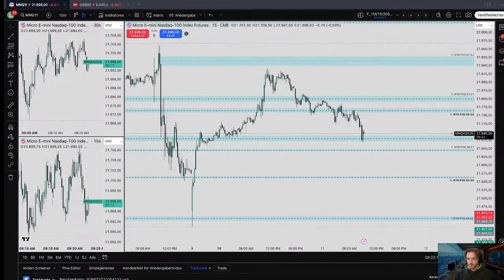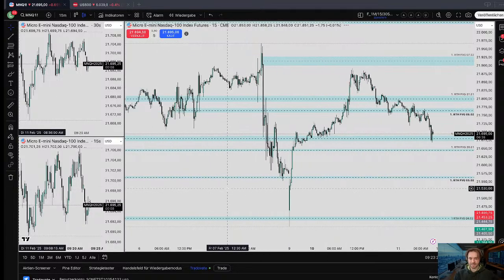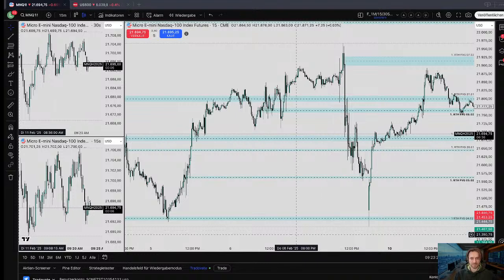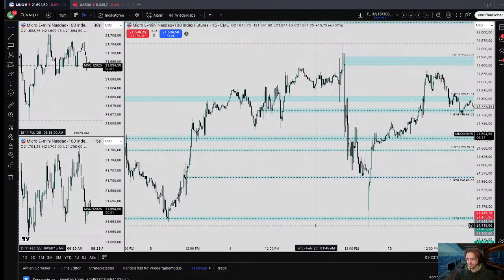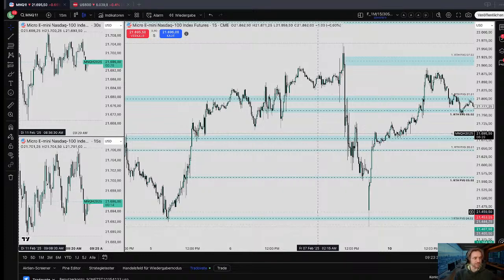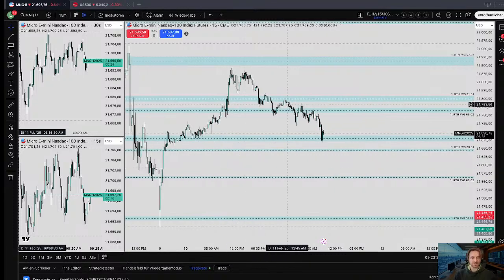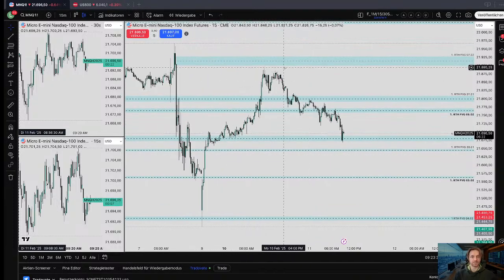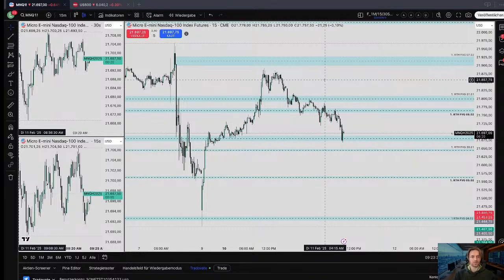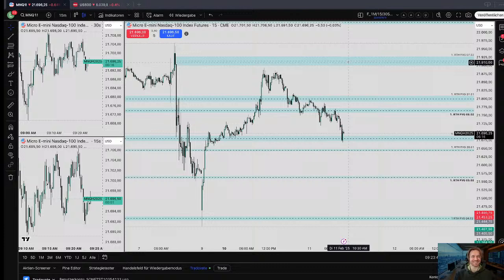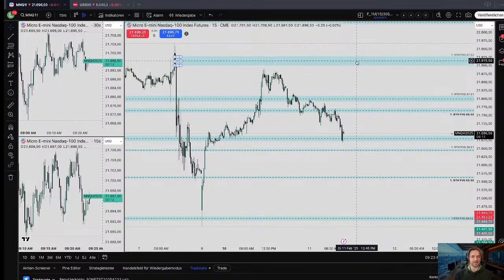What's kind of speaking against it is that we got the sell side taken out right here. That could be something which speaks against my theory, but we will see. What I want to see, better said, is basically spiking up until here and then crashing down.